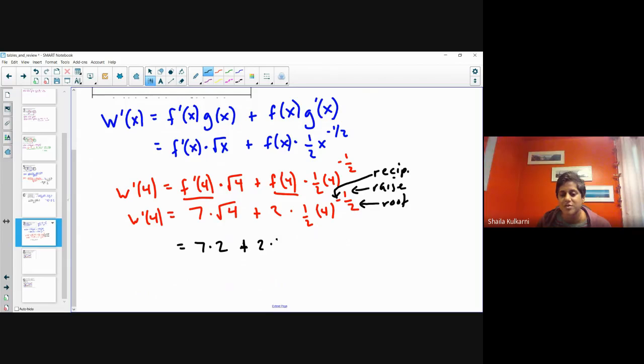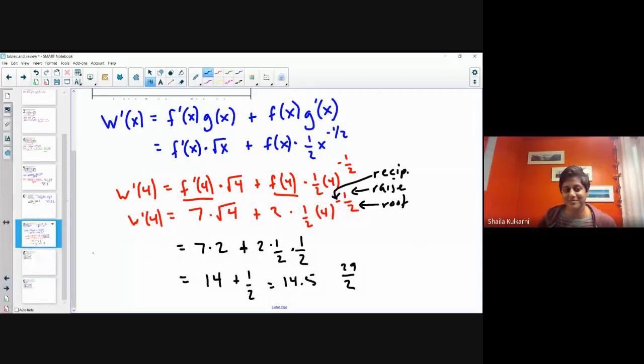We have 2 times 1/2, which is going to be 1, times the square root of 4, which is 2, raised to the first power, which is 2, and flip it over, which is also 1/2. So I end up with 14 plus 2 over 4, or just 1/2. So you could say 14.5. You could say 29 halves, or whatever you want to do. But these are your correct answers.